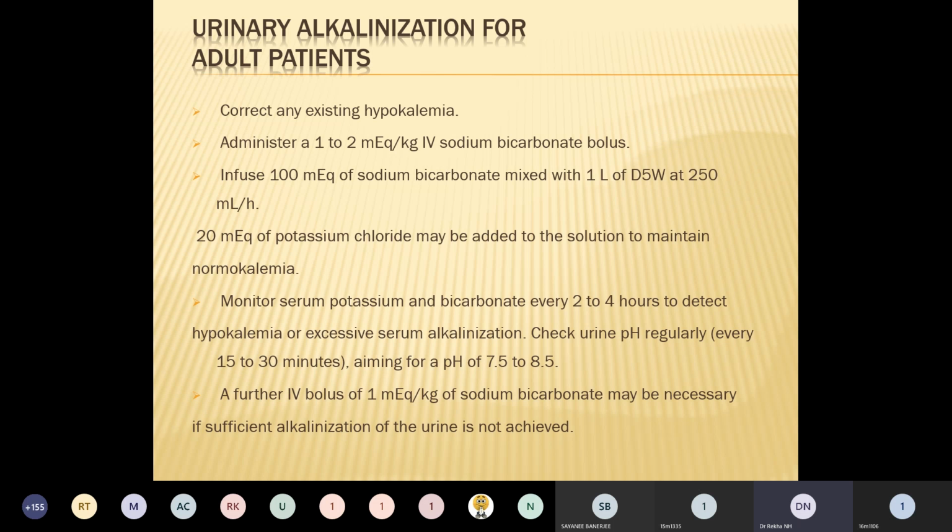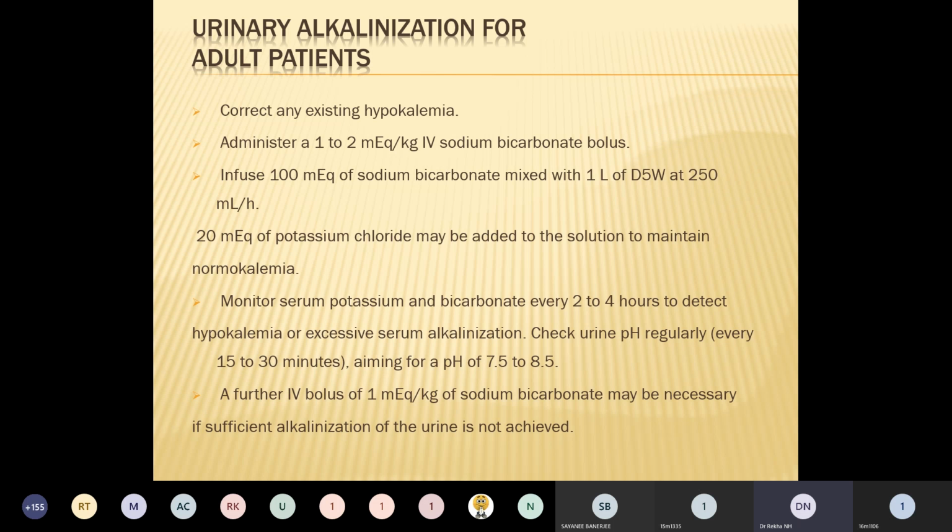Along with this, we add 20 milliequivalents of potassium chloride to the same solution to maintain normokalemia, and we have to monitor both potassium and bicarbonate. We do an ABG every 2 to 4 hours to detect hypokalemia or any excessive serum alkalinization. That is why we check the bicarbonate by doing the ABG, and we also check the urinary pH regularly, every 15 or 30 minutes.